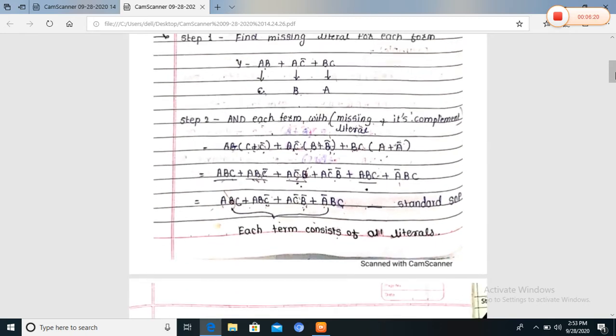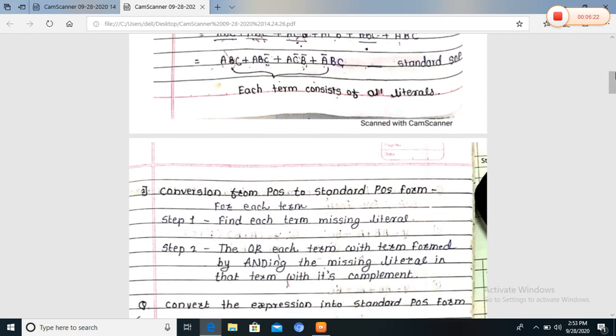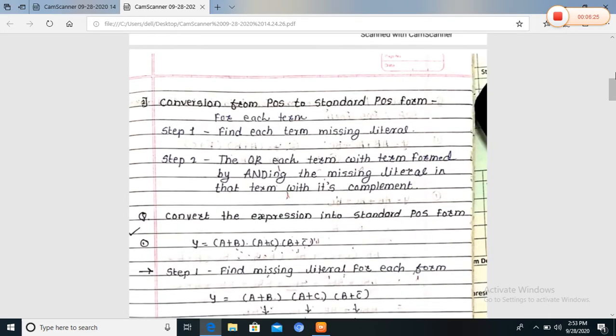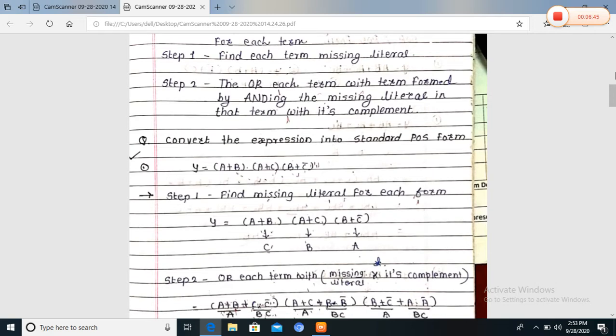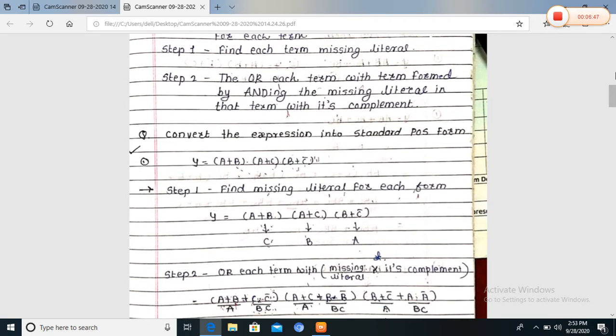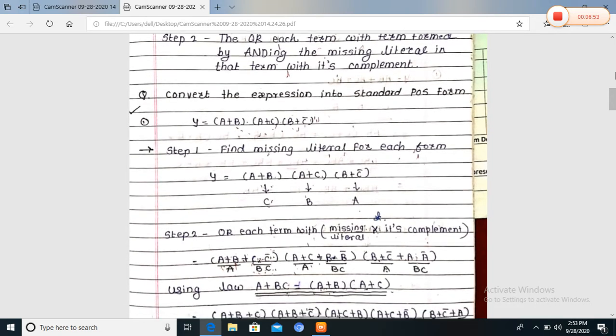Next, conversion of POS to standard POS. In this expression, the first step is the same as for SOP: find each term's missing literal. The next step is to OR each term with the term formed by ANDing the missing literal in that term with its complement. These two steps are followed in this first example, converting a POS form to standard POS.